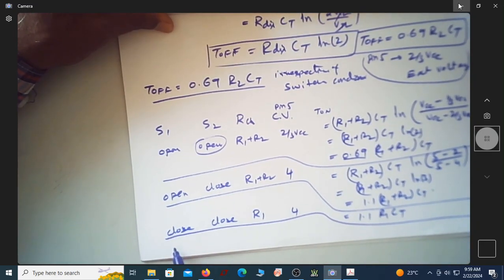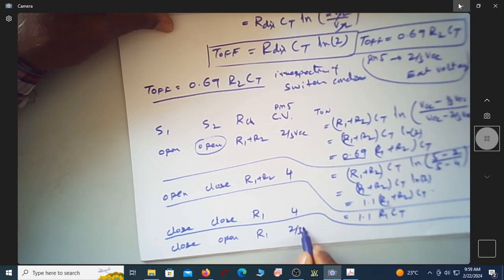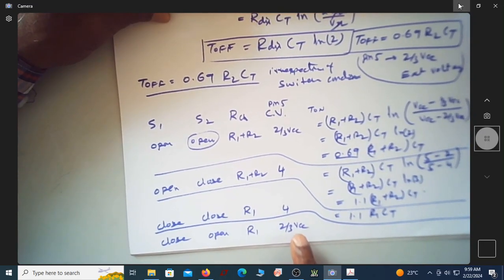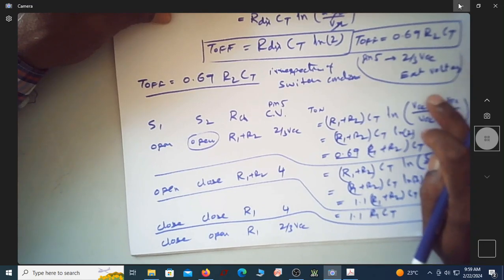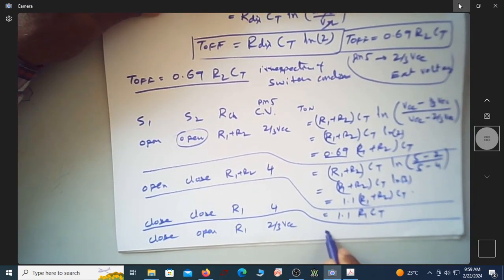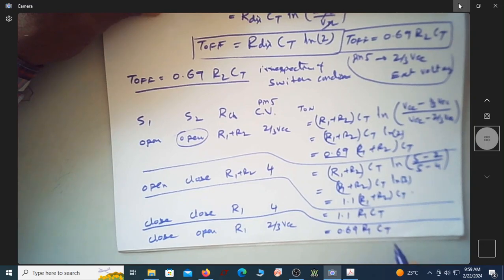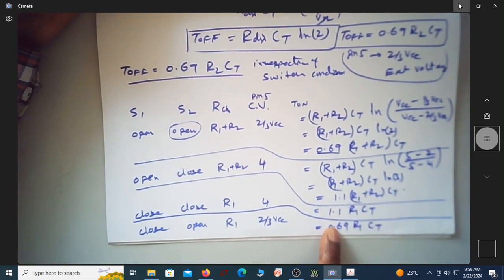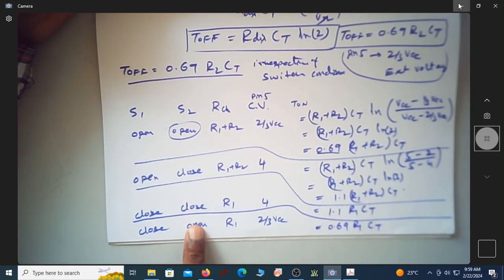Suppose you say this is closed, this is open. Is this R1, is this 2 by 3 VCC? We know that when it is 2 by 3 VCC, what is this ln you will have? You will have ln of 2, so that will become 0.69. What is the charging resistance? It is R1, this is CT. This is the change that will happen if you close or open.